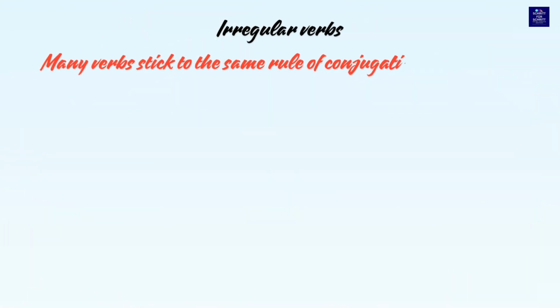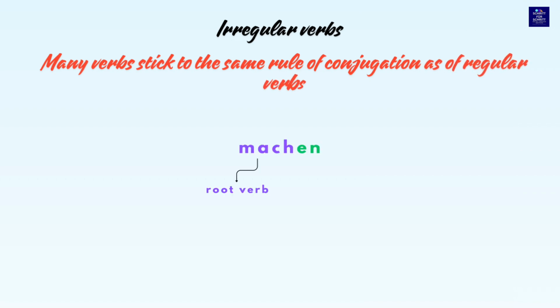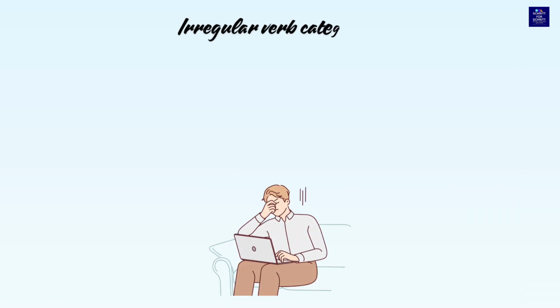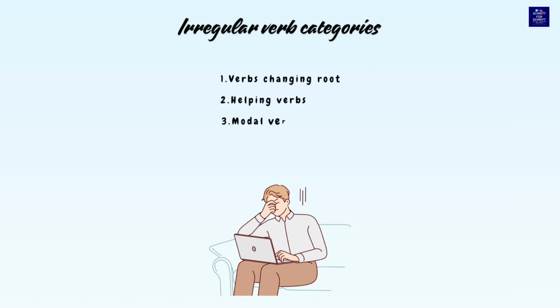In irregular, many verbs stick to the same rule of conjugations as the regular verb. Here also we have a root verb and the ending like en. But in irregular, we can notice the change in the root verb itself. Irregular can be categorized into three. The first one is verbs changing the root. Second is helping verbs. And the third one is modal verbs. In this video, we will learn verbs changing root and the helping verbs.